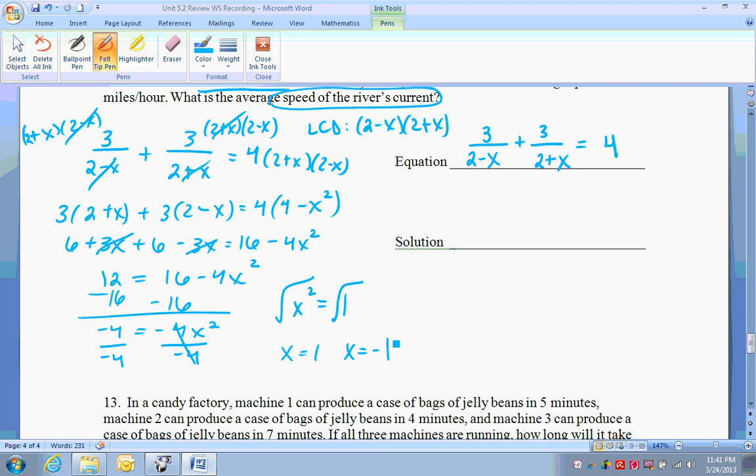Well, if x is the average speed of the river's current, it cannot be negative. You cannot have a negative speed. So we know that the solution to this problem is that the river's current has an average speed of 1 mile per hour.